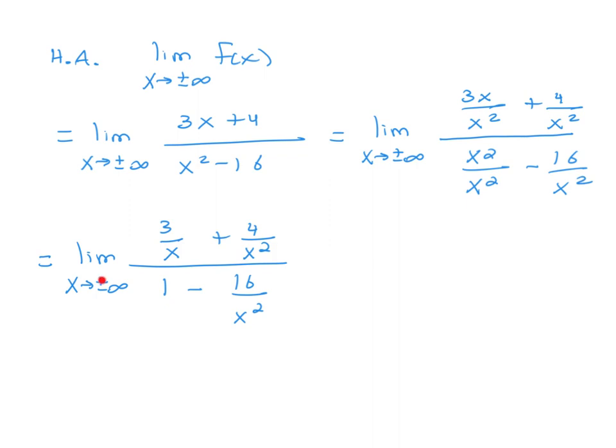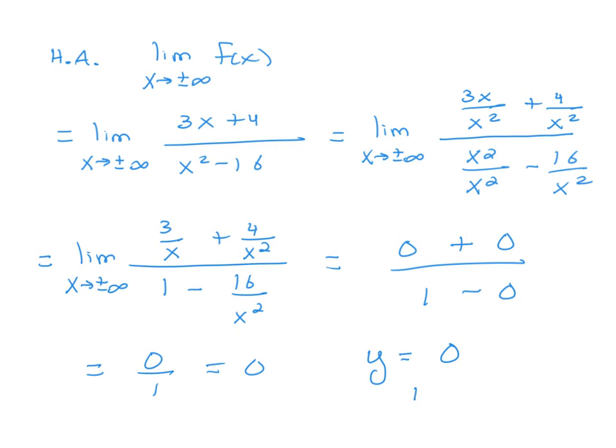Now, whether you go to positive or negative infinity, if you divide a number by x or x squared, each of these is going to go to 0. So this is equal to 0 plus 0 over 1 minus 0. So from this to this step, we've basically evaluated the limit. And this is a number, it's 0 over 1, or simply 0. This means y equals 0 is a horizontal asymptote. And that's it for the first function, f of x.